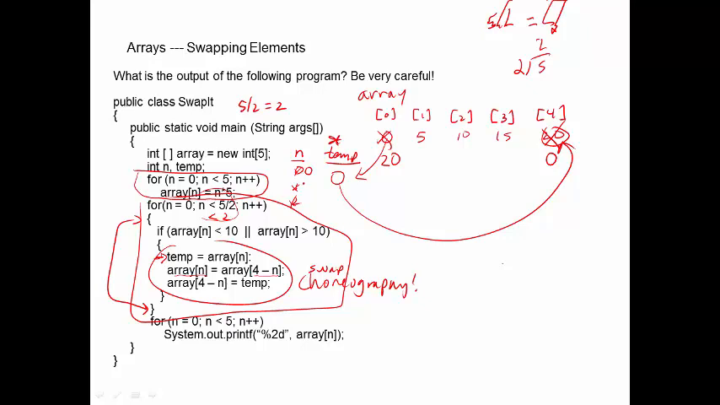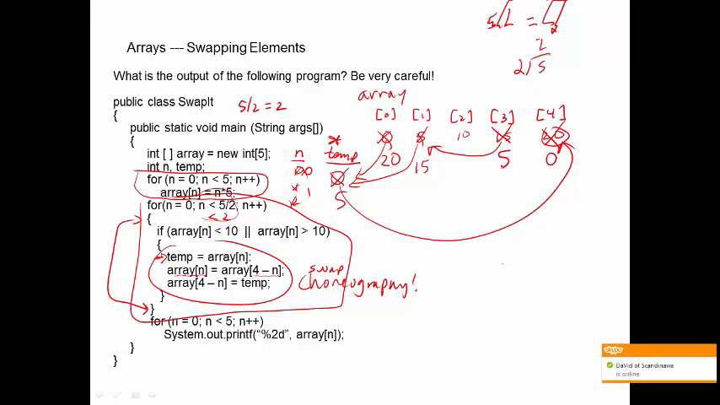If we keep going, n increments to 1, and 1 is less than 2, so the for loop condition is true. Now we check, is array[1] less than 10? Well, 5 is less than 10, so we start the choreography. Temp takes on the contents of array[1], so we save the 5 inside the temp variable so it doesn't get deleted. Then array[1] takes on the contents of array[4 - 1], which is array[3]. In other words, the 15 is now saved at array[1]. And then at array[3], we put in the temp, which is a 5. So we did swap the contents between array[1] and array[3].